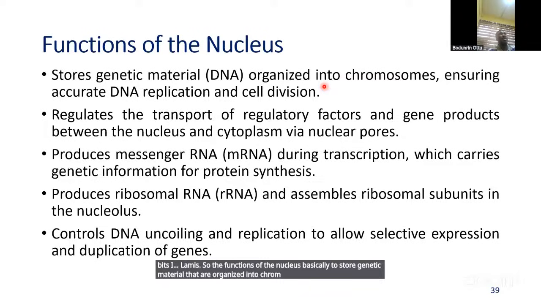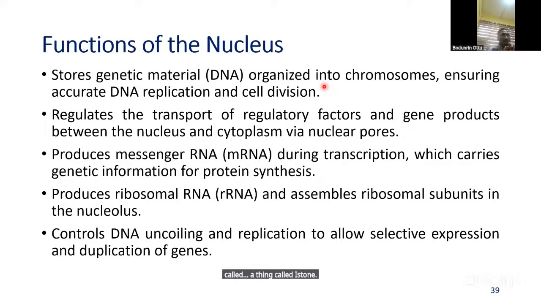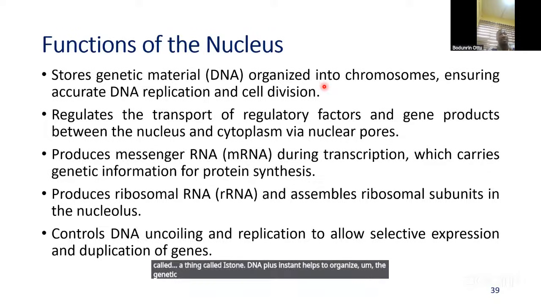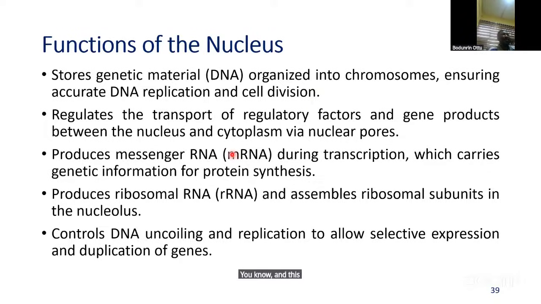You know that DNA plus histones, the proteins, a protein called histone, helps to organize the genetic material into chromosomes, and this ensures accurate DNA replication and cell division.